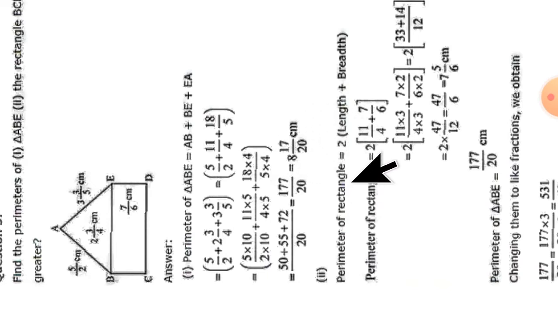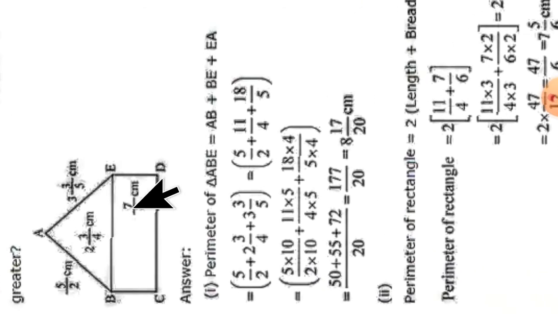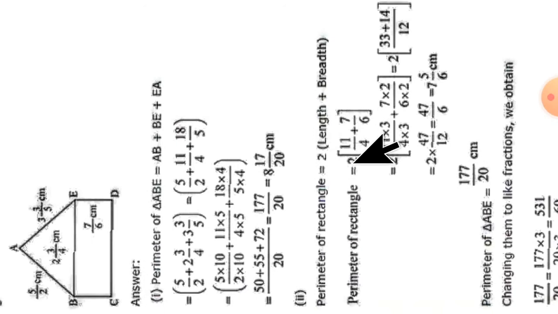Now perimeter of rectangle equal to 2 into length plus breadth. Here length is 2 integer 3 upon 4 cm. Breadth is this one, 7 upon 6 cm. So equal to 2 into 2 multiplied by 4 plus 3, 11 upon 4 plus 7 upon 6 equal to, now here LCM is 12. So denominator should become 12.